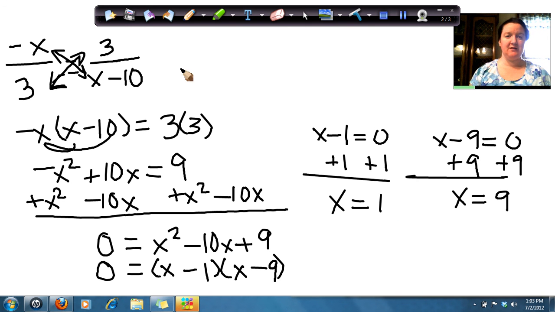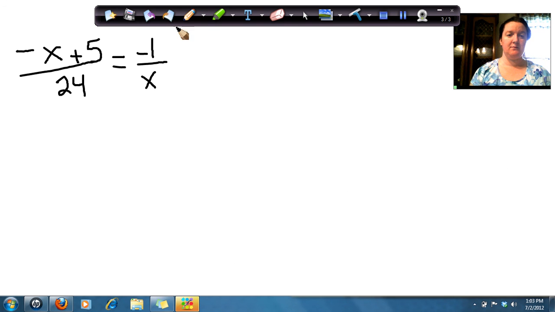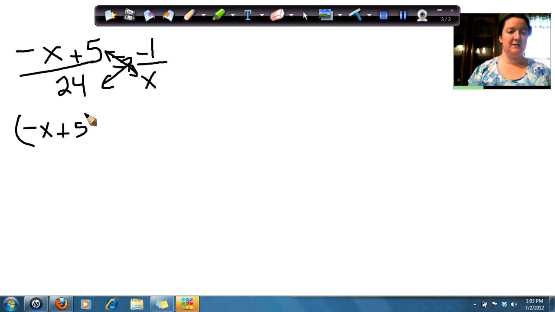Let's look at another example. Here we have a negative 5x plus 5 over 24 equals a negative 1 over x. Again, I'm going to cross multiply. So if I take negative x plus 5, now I'm going to put that inside a set of parentheses and put the x next. And that's going to equal 24 times a negative 1.